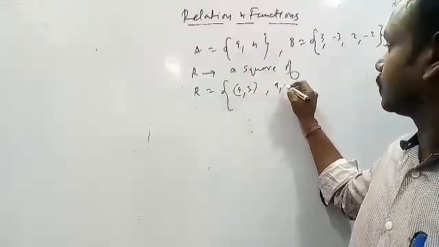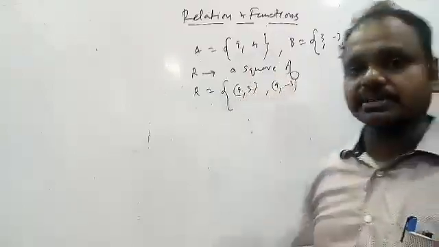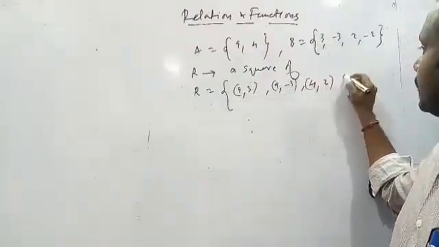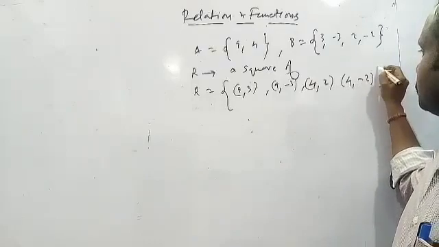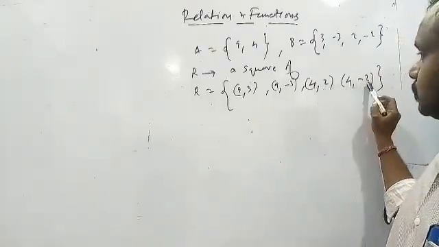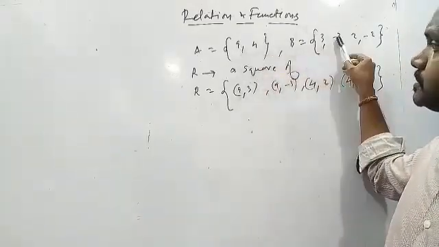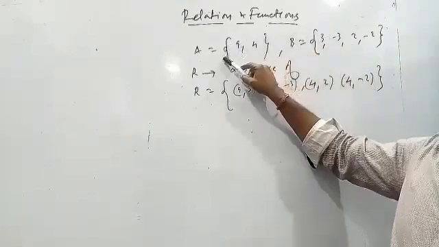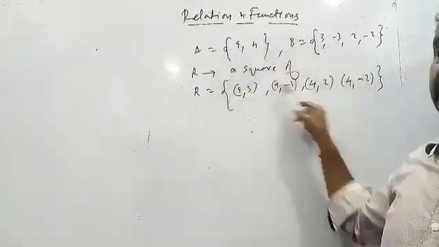Then we can write 9 comma minus 3, because 9 is again the square of minus 3. Similarly 4 comma 2 and 4 comma minus 2. That means 4 is a square of 2 and 4 is a square of minus 2. So these are two sets A and B, and the relation R is a subset of A cross B. That is known as the relation R.